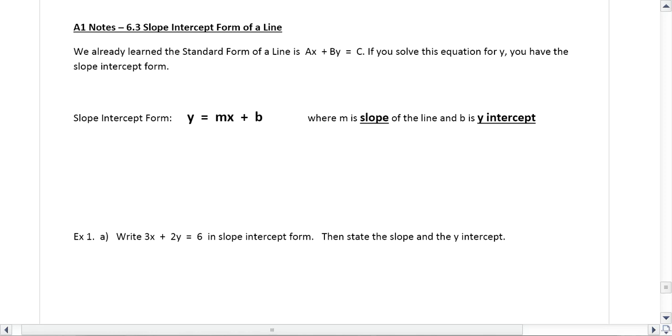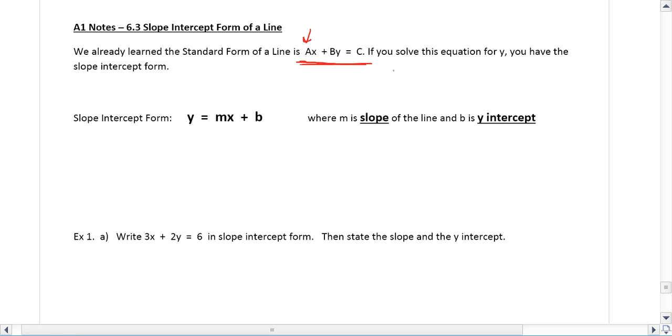Now we've already learned when we studied the standard form that there are infinitely many ways to write the equation of one line. And this particular form, the slope-intercept form, is very useful. So if you recall, we already know that ax plus by equals c is the standard form, where a, b, and c are not fractions or decimals, and we learned that this number is positive.